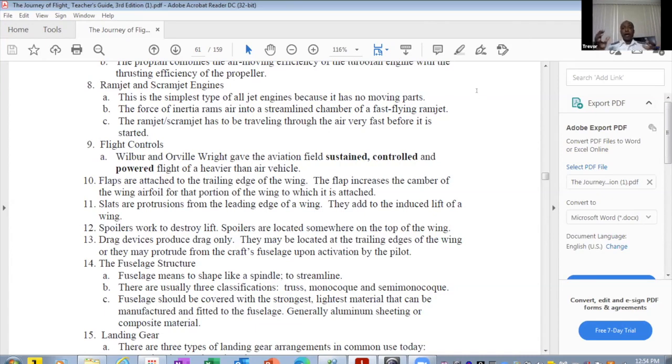And coming into land, it creates drag, and, you know, with a lesser speed or a slower speed with a steeper angle of descent. Now, slats are protrusions from the leading edge of the wing. And again, that's another type of device that helps to create lift and prevents the aircraft from stalling.